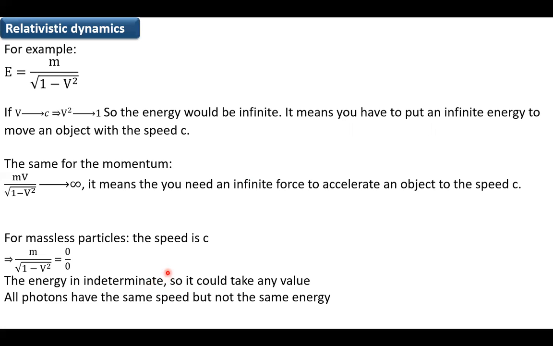Okay, in math, they tell you that it is indeterminate. But in physics, indeterminate means that this energy could take any value. So any value of the energy for massless particles would be a valid value, would be a true value, which applies to all photons. Photons have all the same speed, which is c, but not the same energy.